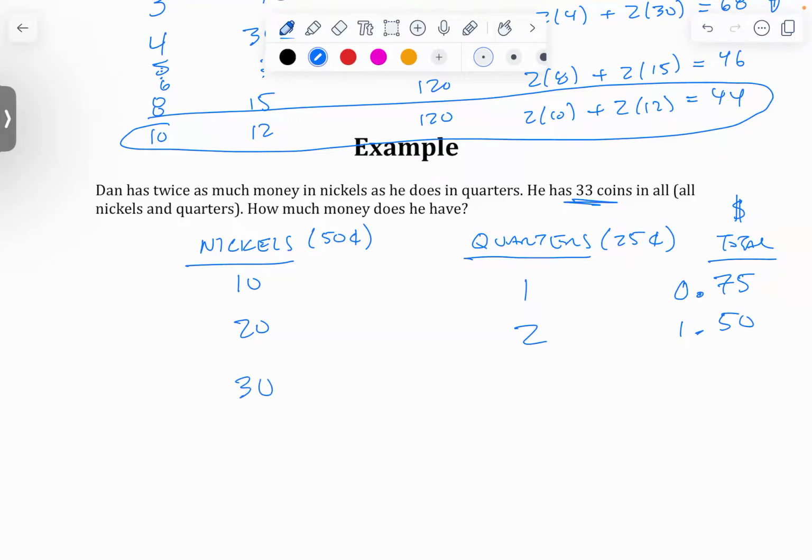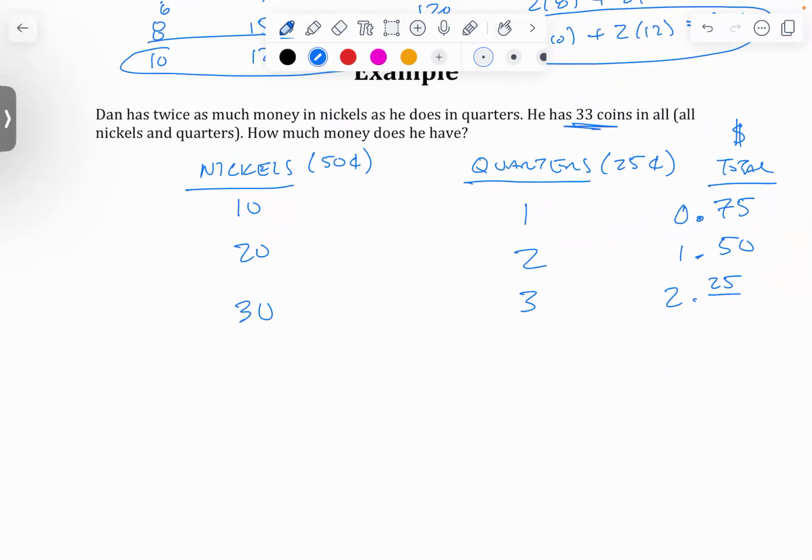And then 30 and 3. And this is $2.25. And that is 33 coins totaling $2.25. So again, just identifying patterns. That's all that is.